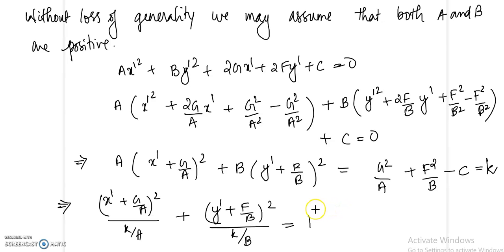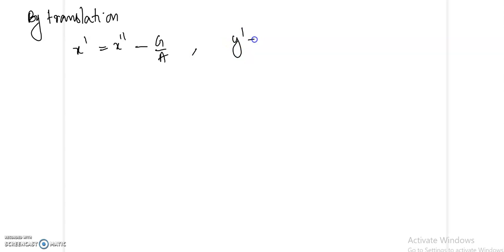So this will now form an ellipse which is centered at minus g by a and minus f by b. Now we need to convert it to the standard form of the ellipse. So let us use the translation. By translation, put x dash equal to x double dash minus g by a and y dash equal to y double dash minus f by b.